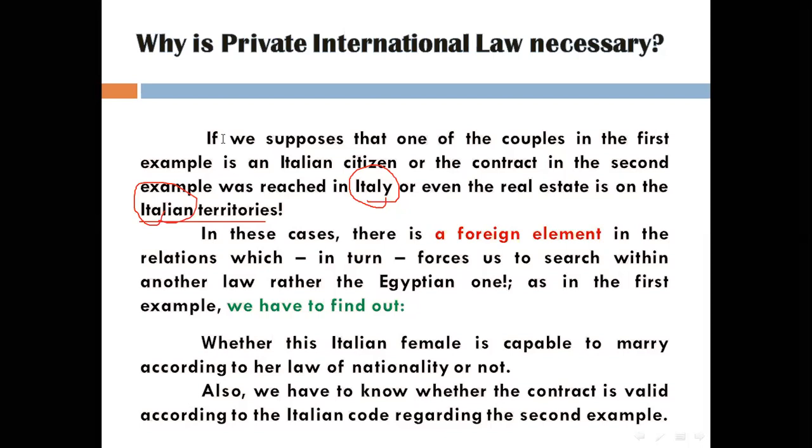So let's say that in the first example, we have an Egyptian who wants to marry an Italian girl. The second example, both parties are Egyptians, okay, but they concluded the contract in Italy. Well, in the final example, both parties are Egyptians, no problem. They are both Egyptians, and the real estate place is Italy.